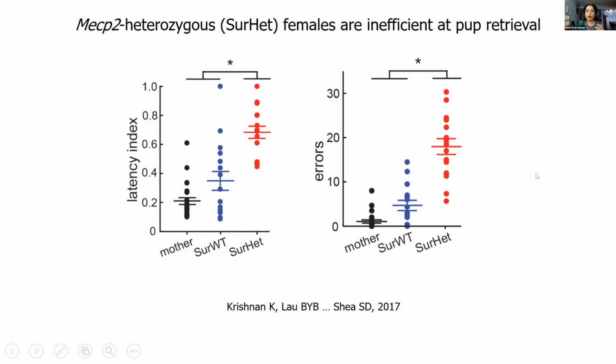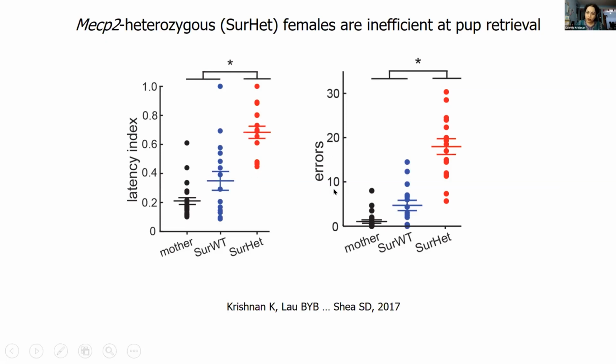Okay, when we quantify these behaviors, which was published in this work in 2017, we look at latency and errors. Latency calculates the time it takes each adult to retrieve the pups back to the nest. Each circle here is an average latency of an individual mouse over the 3 different days. Though there is significant variability between the mothers and the surrogate wild type, it's clear that the surrogate het has significantly worse performance in this index.